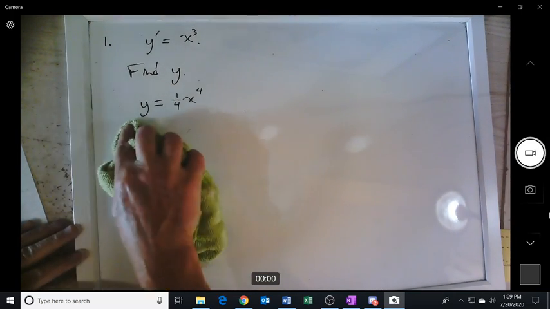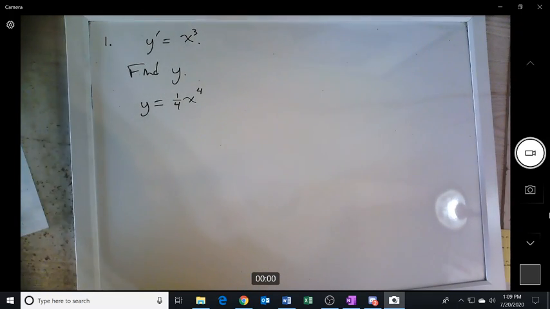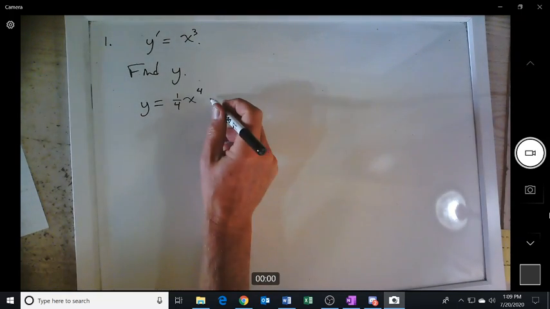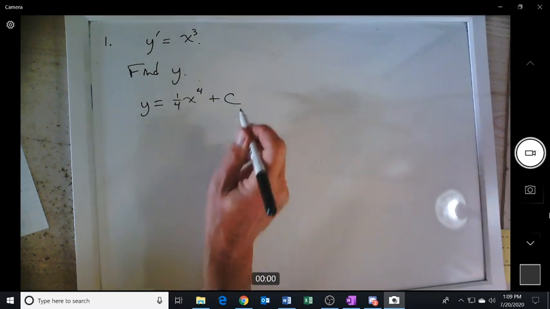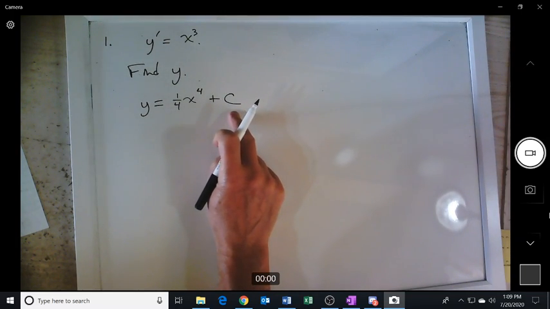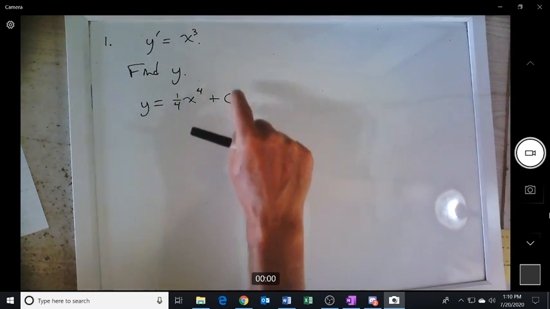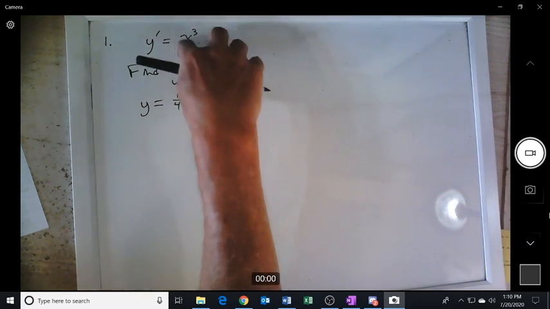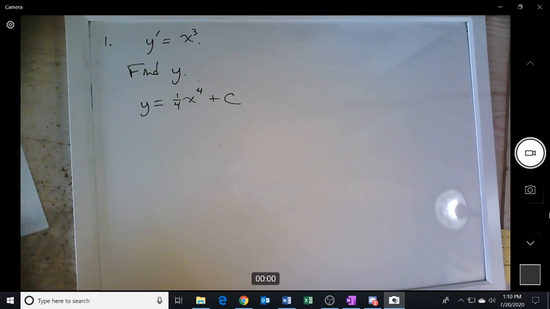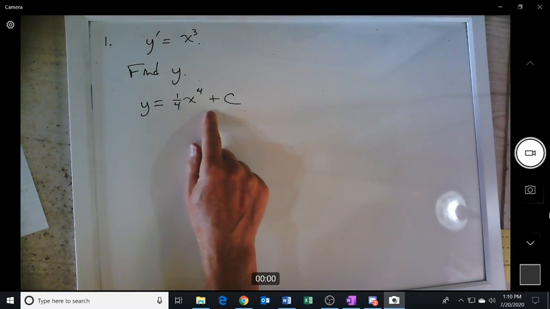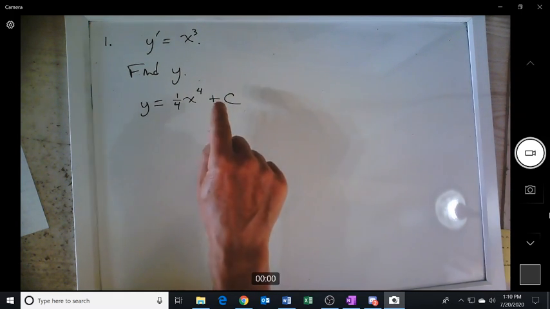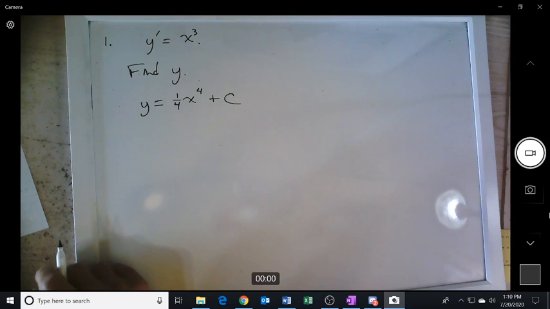And if I do this, am I done? No. What am I missing? Your C. Very good. Because if I put plus 100, its derivative would still be this. If I put plus 1,000, its derivative would still be this. The derivative of any constant is going to be 0. And so something new that we have to learn to do: whenever we take the antiderivative, we're going to have to insert a plus C.